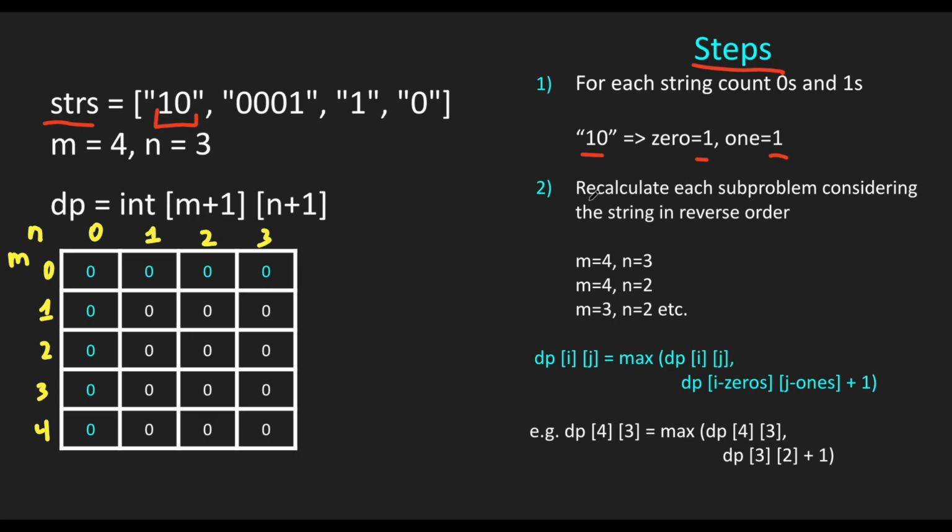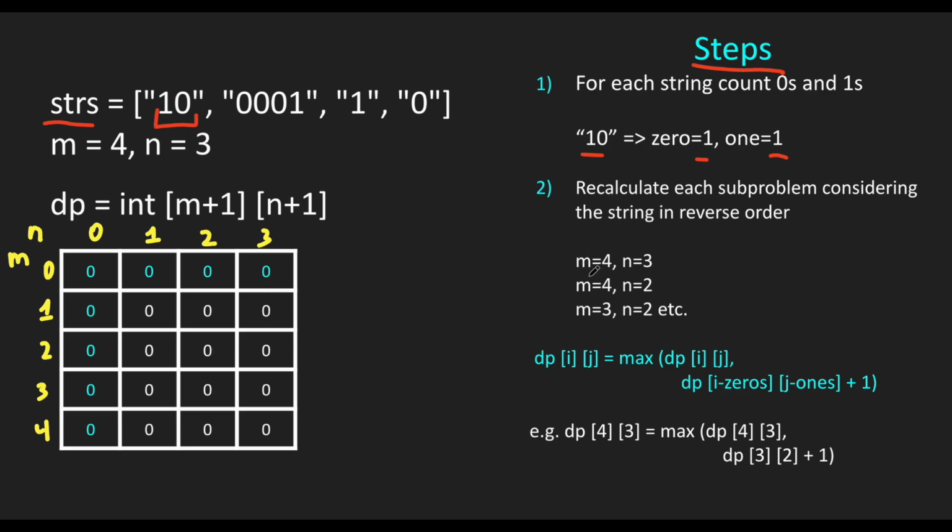In the next step, we recalculate each subproblem, considering the strings in reverse order. What does that mean? We create a two-dimensional array where we store our subproblems, with the size of m plus 1 and n plus 1. So m is equal to 4 and n is equal to 3, so we have 0, 1, 2, 3 for the n and 0, 1, 2, 3, 4 for the m. Which means that we are going to solve subproblems, for example when m is equal to 2 and n is equal to 2 and so on, and that would help us to build up to our solution. Let's go step by step.